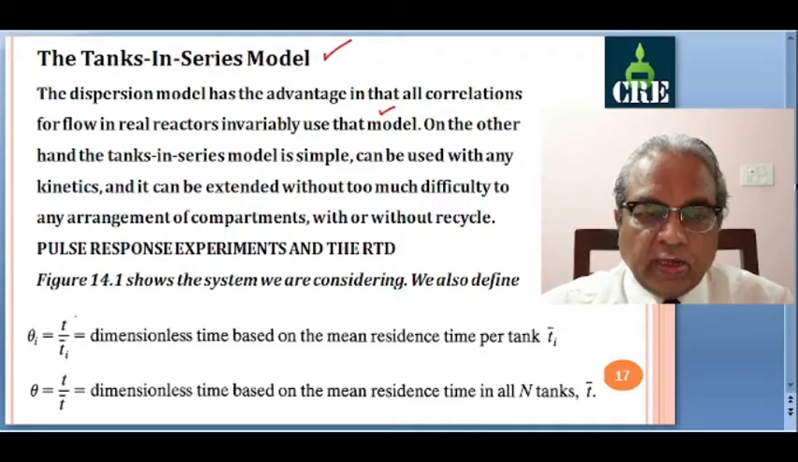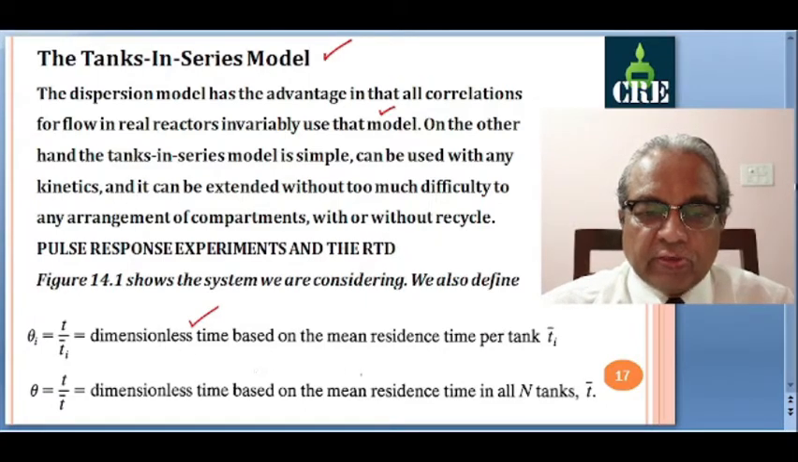So this theta i is the dimensionless time t by t_i bar, where t_i bar is the mean time. The i indicates the number, that is theta 1 is equal to t by t_1 bar for the first reactor, then the second reactor, and the nth reactor. For the nth reactor it will be theta n is equal to t by t_n bar. So this is the dimensionless time based on mean residence time in each tank.